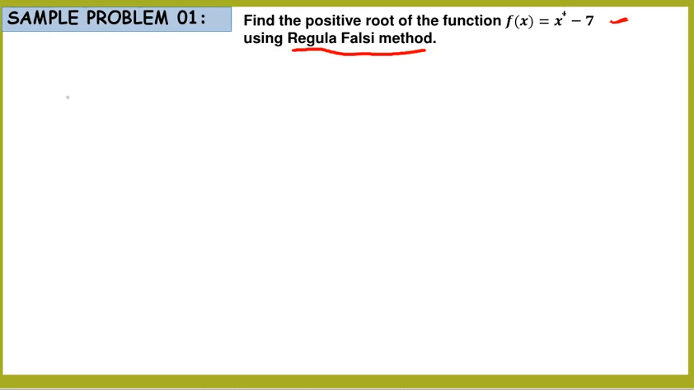Okay? So, yung first step natin is we have to find our 2 starting interval, 2 points, the first starting interval natin. Since our function is continuous, we have to find our first starting interval. So we say we have x.